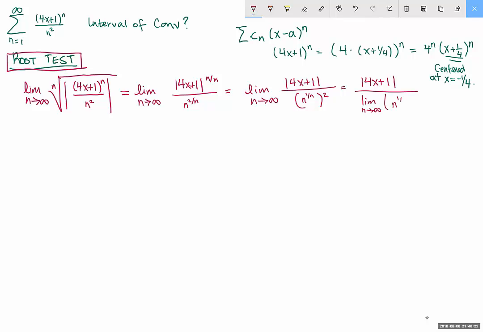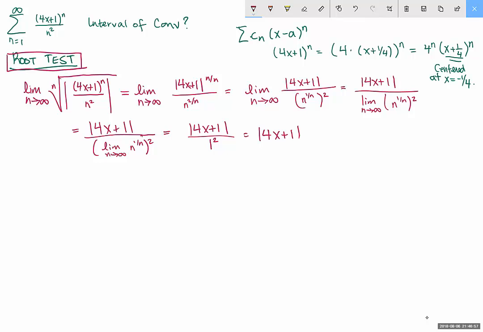The limit of the bottom, since the limit of n to the 1 over n, that's our famous nth root of n, we said that limit's always 1. So I can actually take the square outside the limit. So this is the absolute value of 4x plus 1 over the limit of n to the 1 over n, squared. And so I get the absolute value of 4x plus 1 over 1 squared, and thus the limit is the absolute value of 4x plus 1.